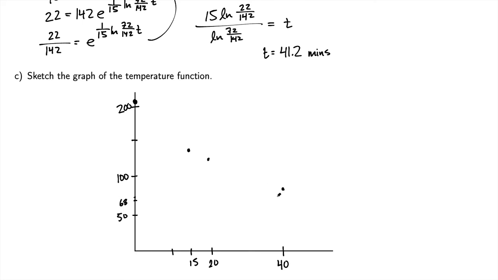And if you think about what's happening here, this object that we've placed in a room of 68 degrees Fahrenheit is not going to drop below 68 degrees Fahrenheit. And so that actually gives us a horizontal asymptote. And then we can just sketch the curve here, and it's got to level out there. This is a very sloppy sketch, but just a smooth curve that comes down, goes through those points, and levels out.